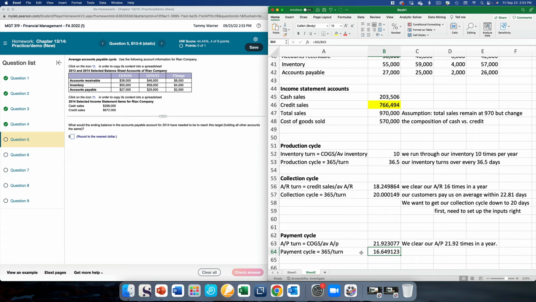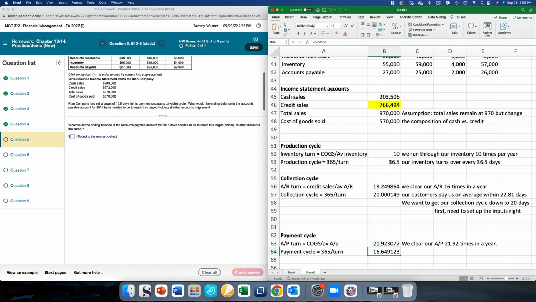But that's not what they're asking. Once again, they're asking you to do algebra. Except we're not going to do algebra. We're going to use Excel. So we set a target of 15 days. You notice that I went through the process of setting up the equation, because what we want to do is the same thing that we did before. We want to do goal seek to get this to be equal to 15 days. So you have to have the equation set up, even though that's not what they're asking.